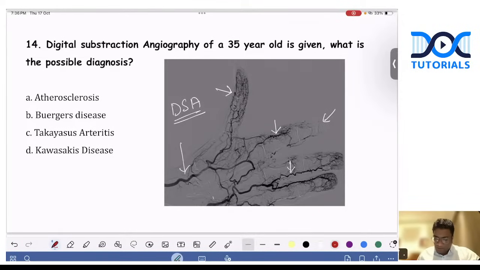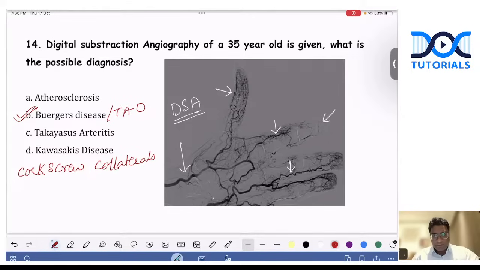If you are seeing corkscrew collaterals, this is Buerger's disease or thromboangiitis obliterans. You are seeing these corkscrew collaterals on imaging. So if you see poor perfusion of the major vessels, but multiple corkscrew collaterals on imaging, think of Buerger's or thromboangiitis obliterans.